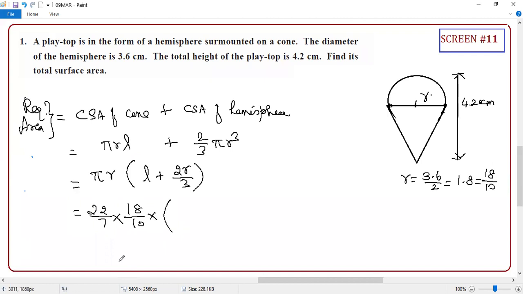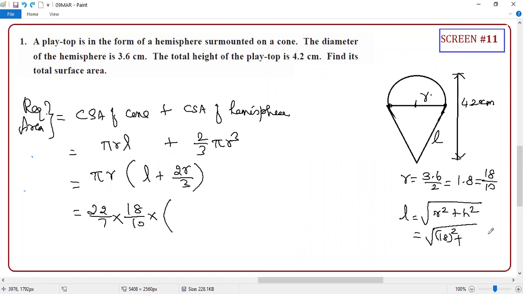L is what, students? L is this, which came from the cone. So anyone knows what l is? The formula is root of r squared plus h squared. So what is r? 1.8 squared. What is h? 4.2 squared. Is it correct, students? How many of you are saying that h is 4.2? No, sir.